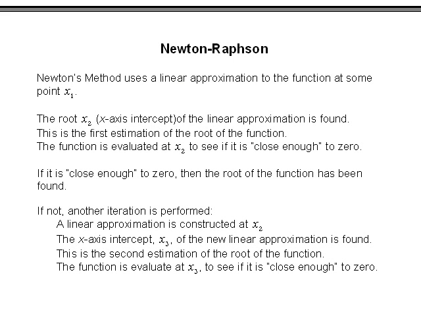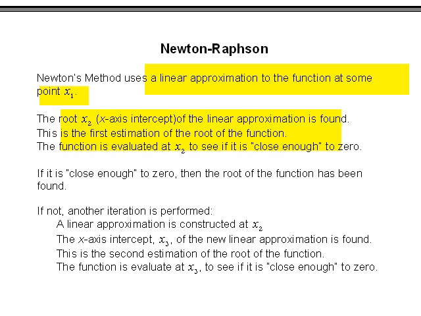So here's how the Newton-Raphson method works. It uses the linear approximation to the function at some point x1. So x1 is your guess. And you make a linear approximation to it. That is, you construct the tangent line. Then you find out where that tangent line is 0. You find the root of the tangent line. Okay, that's your first estimate. You go back and check that x2 out in the function and see if it's close enough to 0. If it is close enough to 0, then you've got your root.